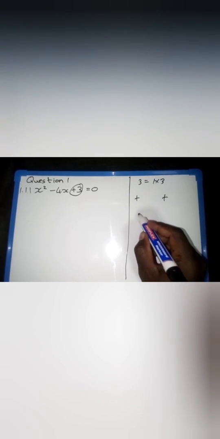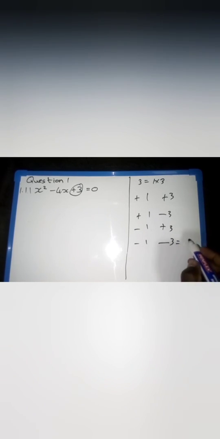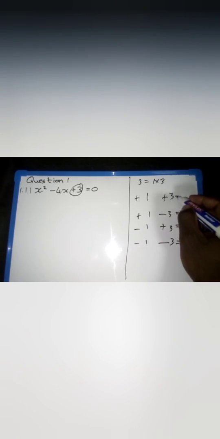And then you have plus, plus, minus, minus, and so on. You have 1, 3, 1, 3, 1, 3, 1, 3. This will give us negative 4, this will give us positive 2, this will give us negative 2, this will give us positive 4. We are looking for a b, which is negative 4. So we're going to use these values here as they are.